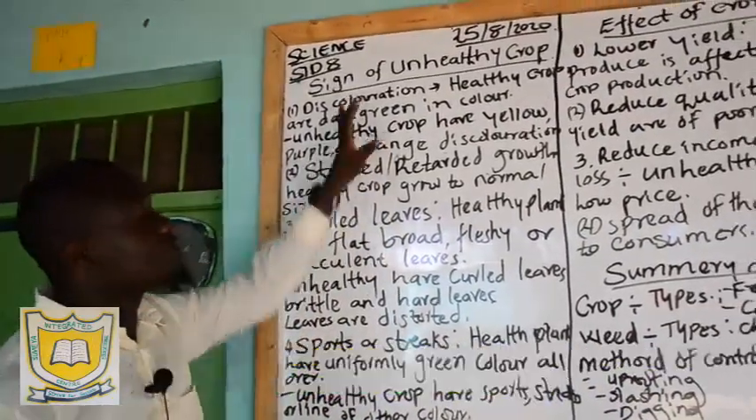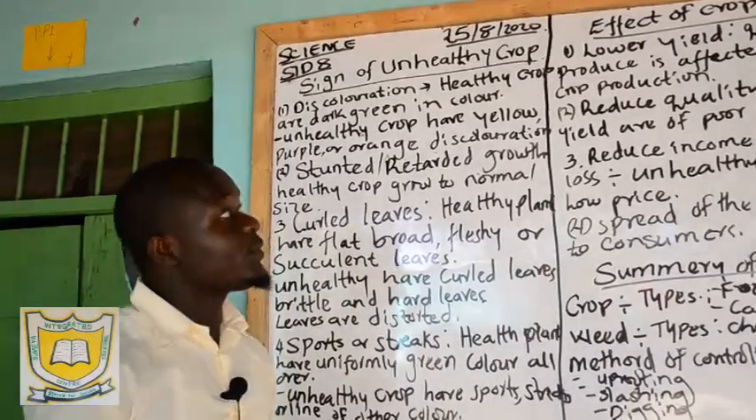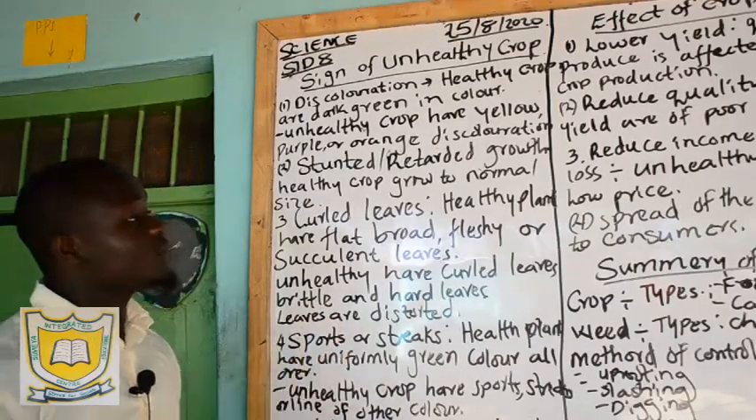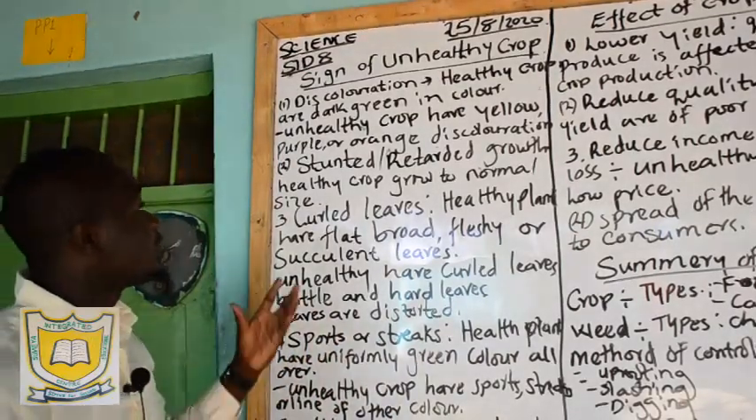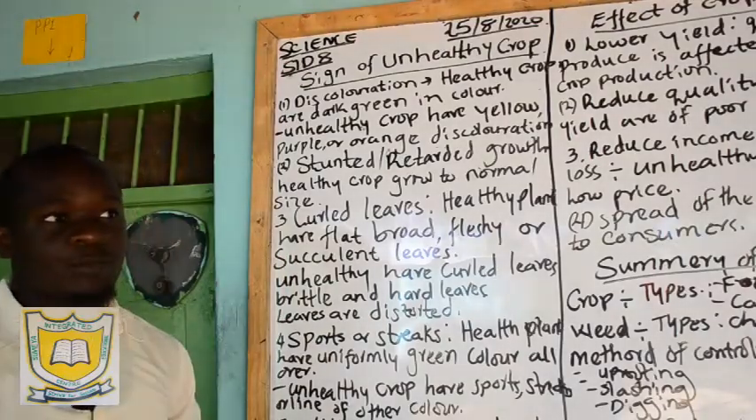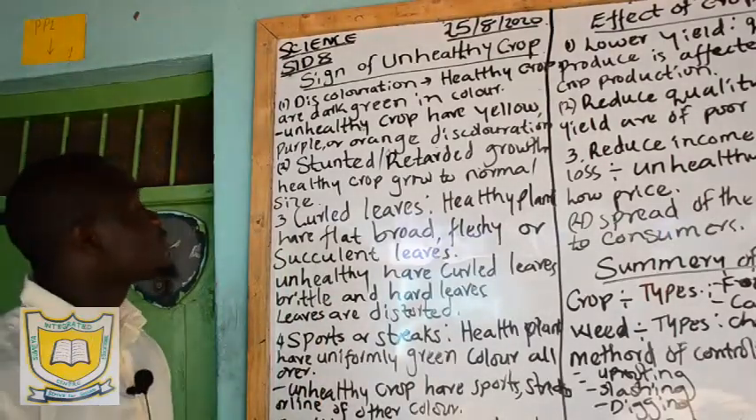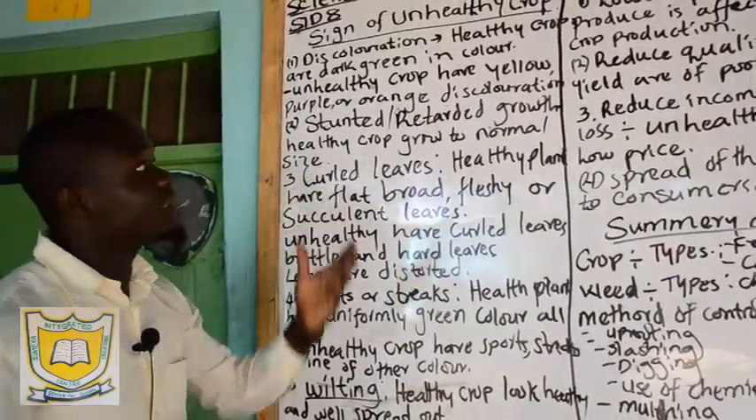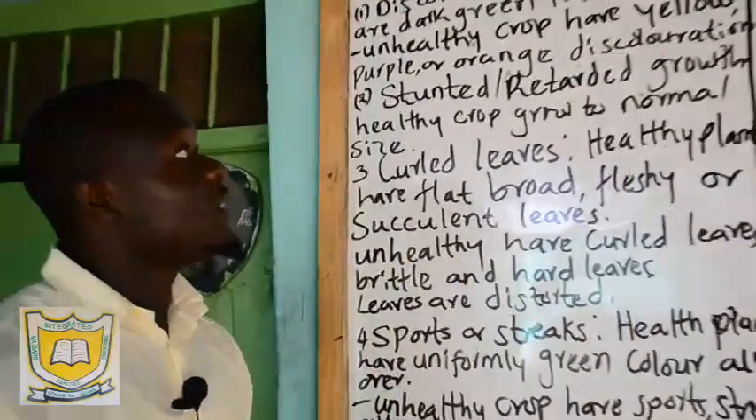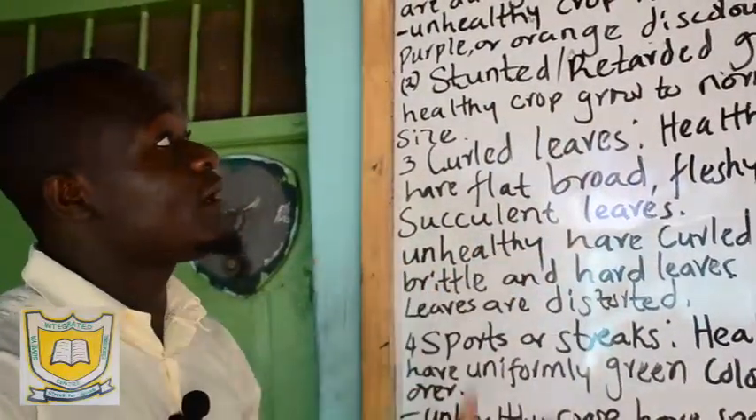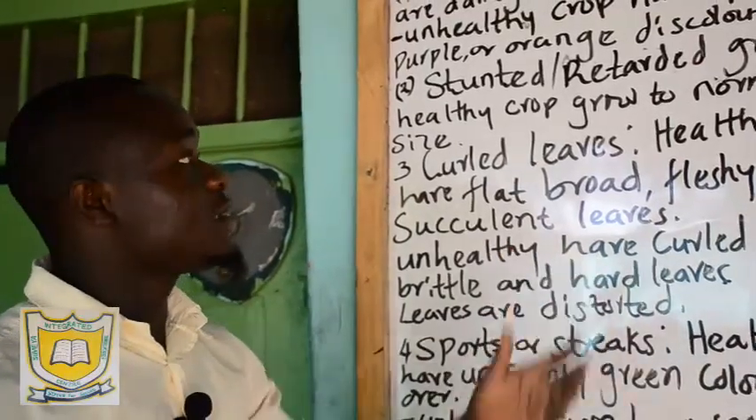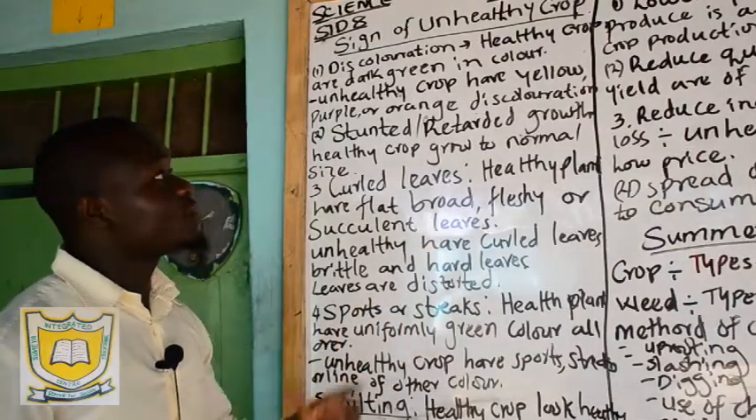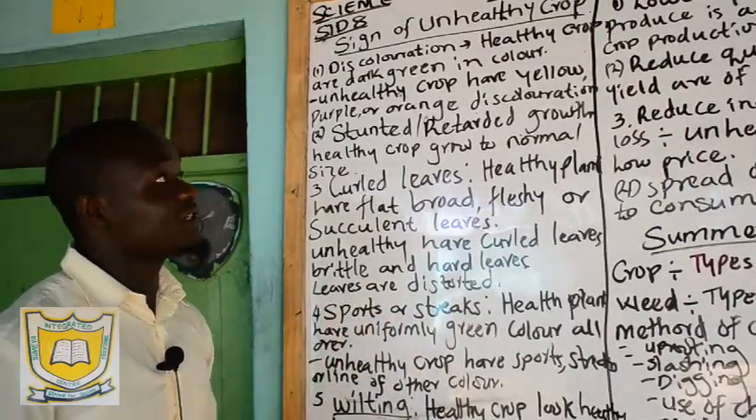Today we are going to talk about the last part of the topic plants, where we started by discussing the types of crops, then we discussed weeds, and last time we discussed the adaptation of plants to various environments. Today we are going to discuss the signs of unhealthy plants or unhealthy crops. Some crops may not appear normal to us. Maybe we expect them to have green leaves, but now they have a different color of leaves. That shows that the plant has a certain disease that is affecting it.